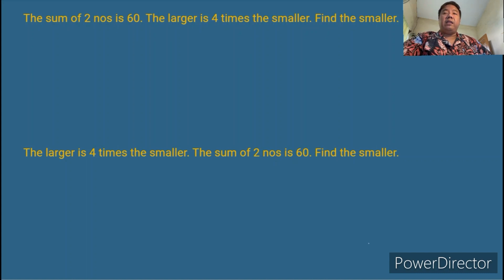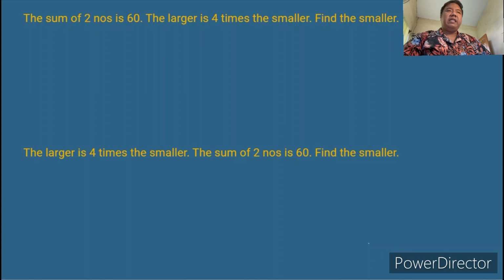Okay? So, what if we have: the sum of two numbers is 60, the larger is 4 times the smaller, find the smaller. So, dito sa problem na to, dalawang numbers na yung nawawala. So, paano po natin gagawin yan? The first sentence will tell us the representation. The second sentence will tell us the equation, and the third sentence will give us the final answer.